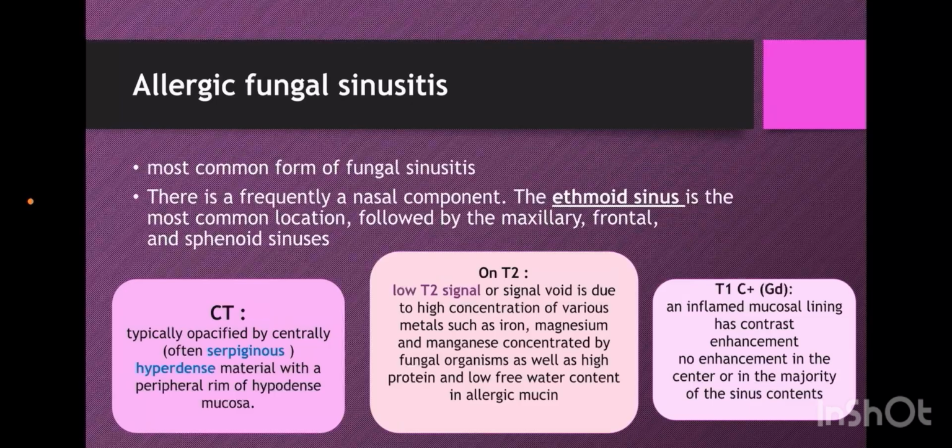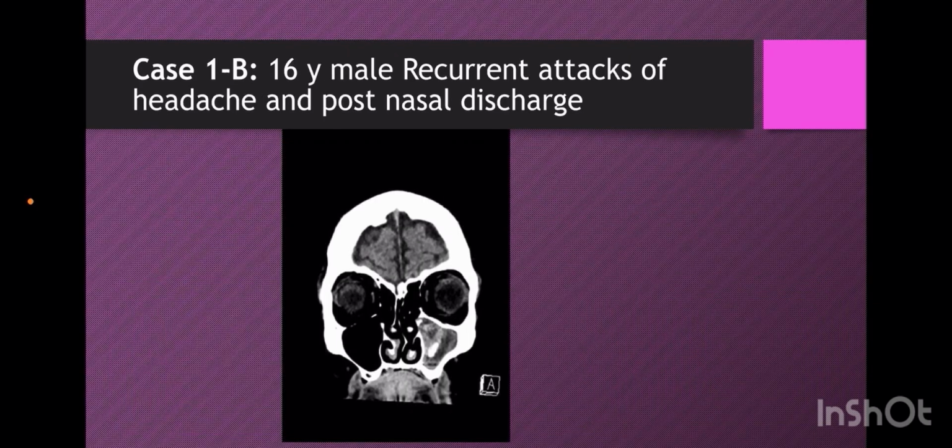The most important radiologic finding is the double density sign, also known as serpiginous hyperdense material, that we usually see on the CT scan. On T2, it's usually low signal intensity due to concentration of manganese and iron, and in T1 post-contrast images, the inflamed mucosal lining has contrast enhancement. There is usually no enhancement in the central part.